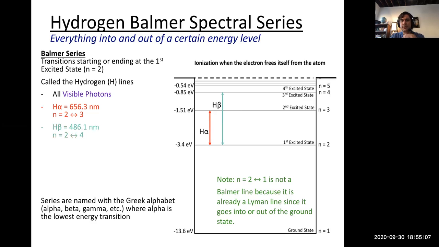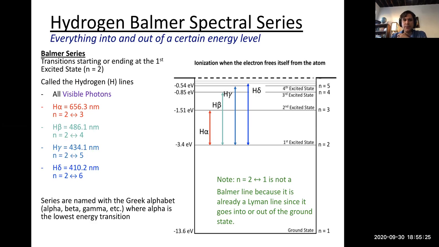What's the next one? Hydrogen beta, as we call it, would be 486.1, a cyanish color, a blue-greeny color. And then we'd have hydrogen gamma, 434.1 nanometers, a blue color. And then we would have another blue, hydrogen delta, 410.2, the n equals 2 to the n equals 6, and so on and so forth until you reach ionization.